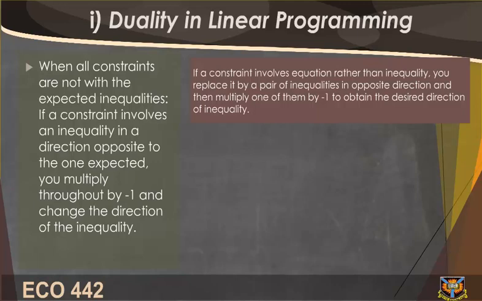Duality in linear programming. When not all constraints have the expected inequalities: if a constraint involves an inequality in a direction opposite to the one expected, you multiply throughout by -1 and change the direction of the inequality. If a constraint involves an equation rather than an inequality, you replace it by a pair of inequalities in opposite directions and then multiply one of them by -1 to obtain the desired direction of inequality.